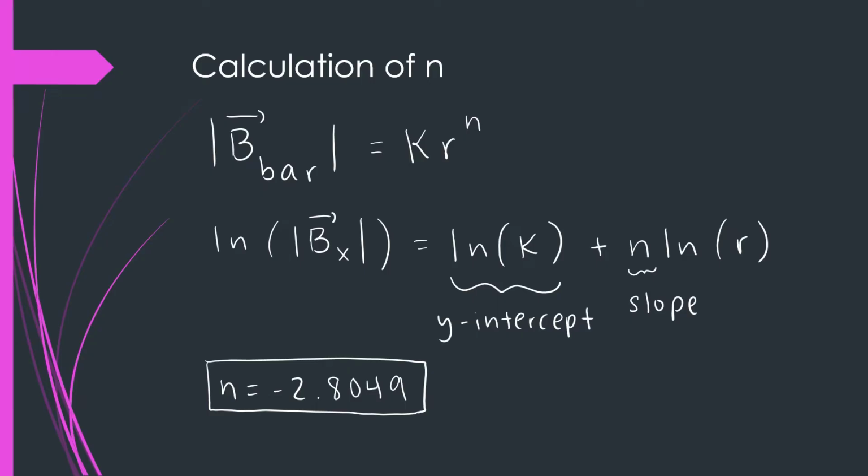Now we need to calculate n. So n is actually just going to be the slope of that linearized graph, which for me was negative 2.8049.